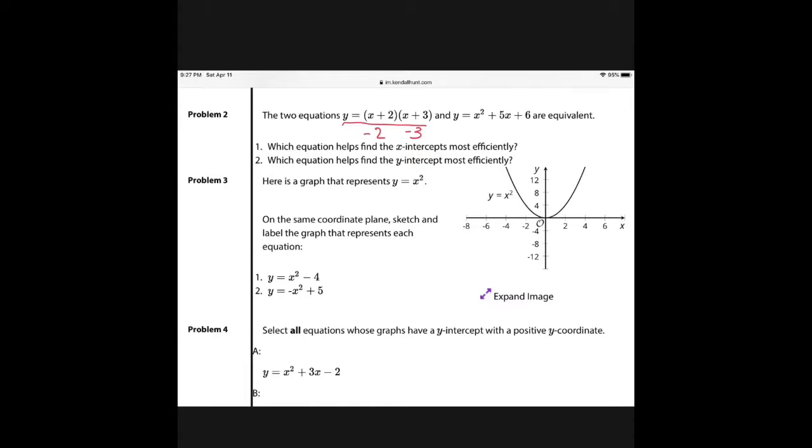And then number 2, which equation helps find the y-intercept? That would be when it is in standard form, because the constant term shows us the y-intercept, which would be these 6 over here.